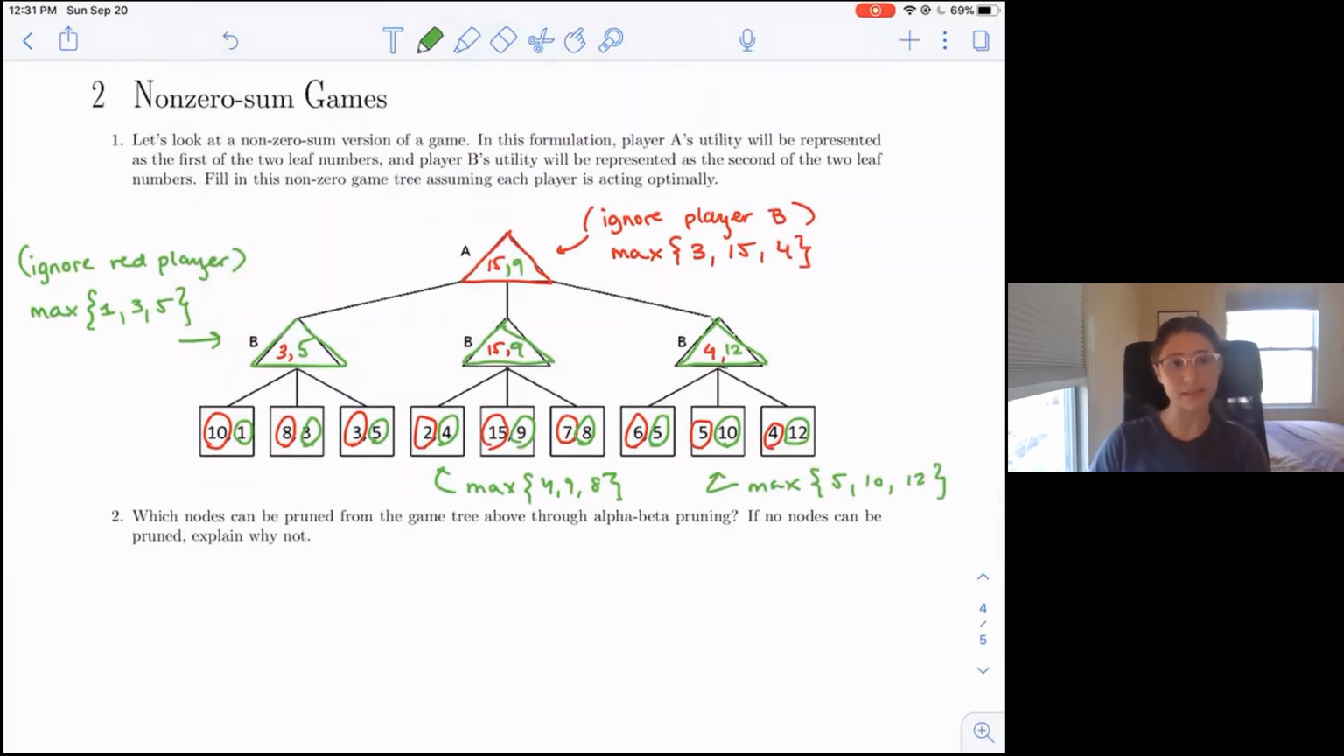The final question here says, which nodes can be pruned from the game tree via alpha-beta pruning? If no nodes can be pruned, explain why not.